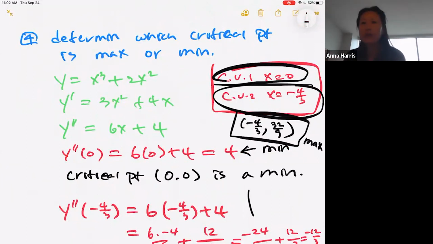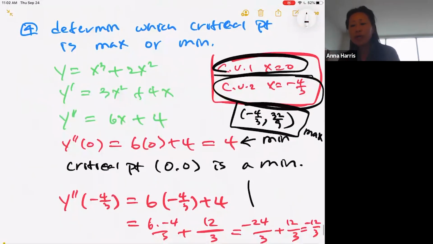Okay, I'm not going to go over any more, so I'm going to stop right here. We learned today, if you want to find a max or min, you have to take the first derivative. You need to find the critical value and critical point. And you need to take a second derivative to figure out which critical point will be a max or a min. That's what we did today.